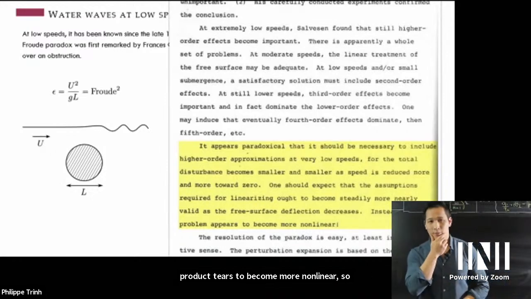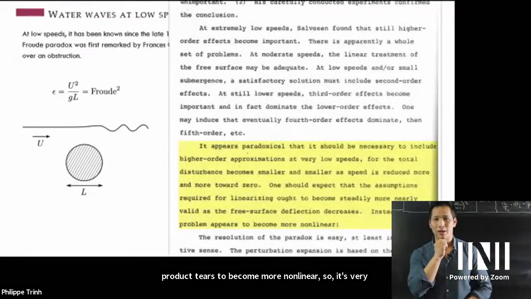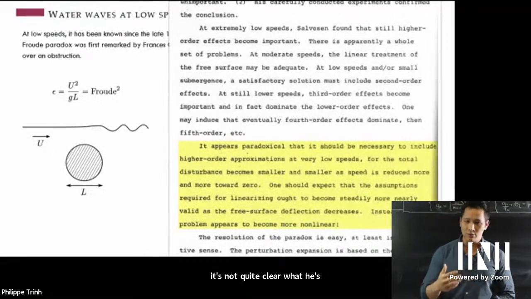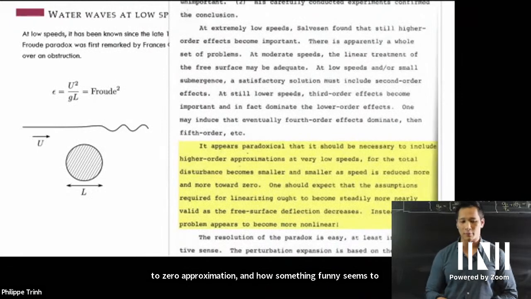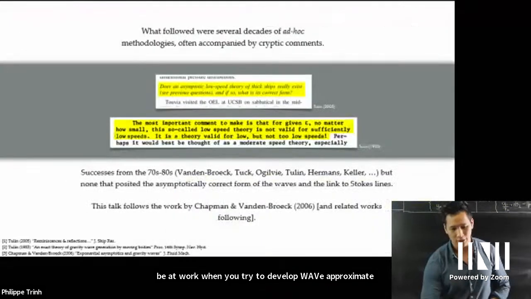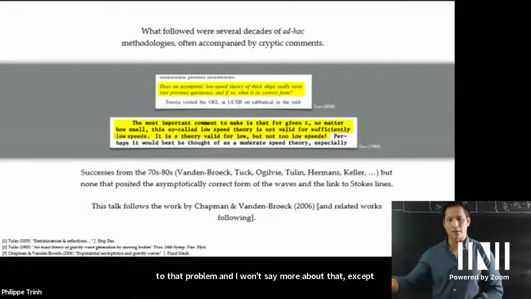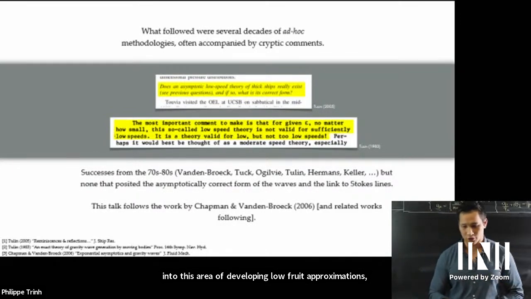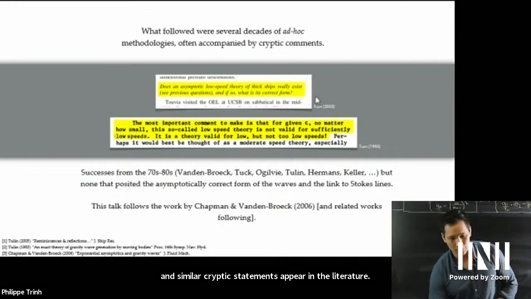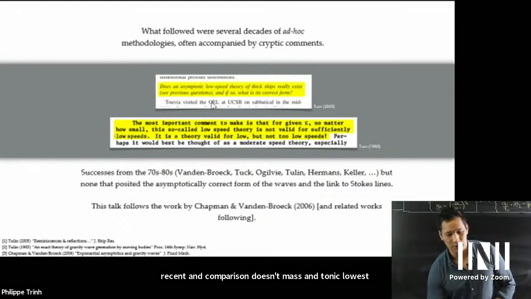So it's a little bit cryptic what he's referring to. He's referring to the singular nature of the epsilon to 0 approximation and how something funny seems to be at work when you try to develop wave approximations to that problem. And I won't say more about that, except that over the next few decades following Ogilvie's '68 paper, a number of people tried to go into this area of developing low Froude approximations, and similar cryptic statements appear in the literature. Here we have someone, Tulin, who wrote in 2005, very recent in comparison: does an asymptotic low speed theory of thick ships really exist?